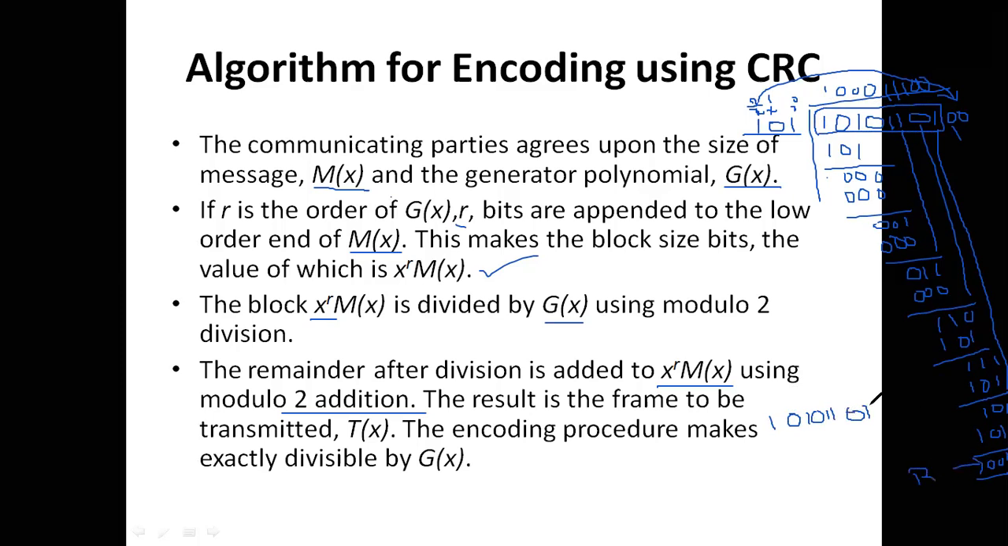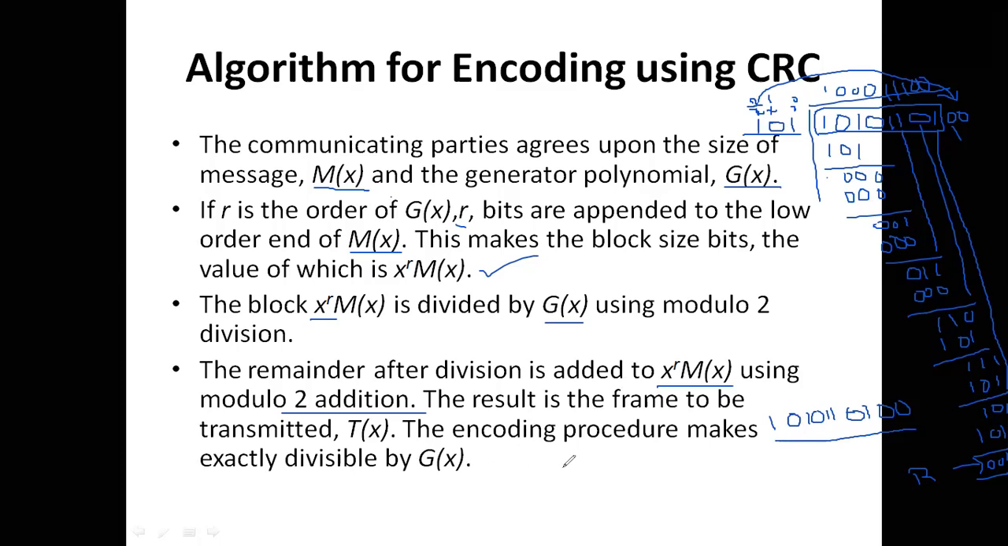This remainder is triple zero, sorry, two zeros. So these two zeros will be added to this message. Okay, so this is nothing but the encoded message. This is the encoded message. So this is the encoding process.